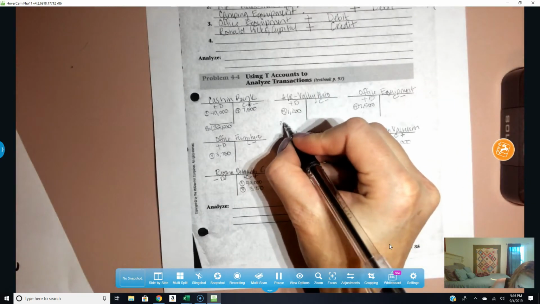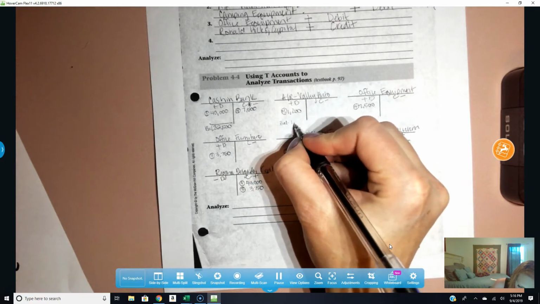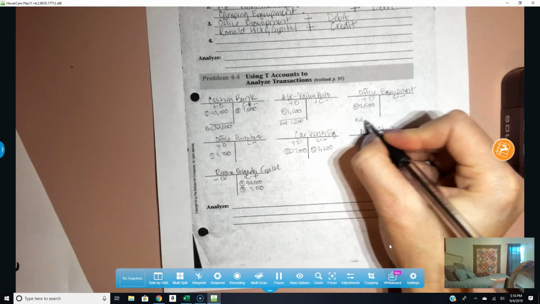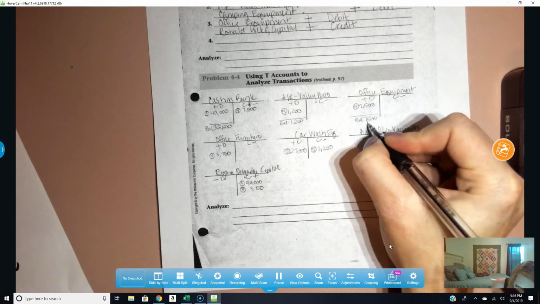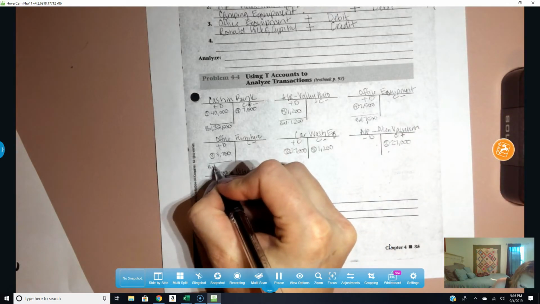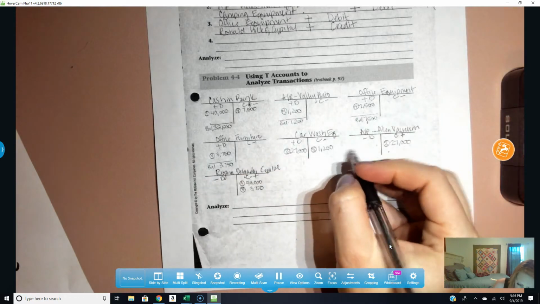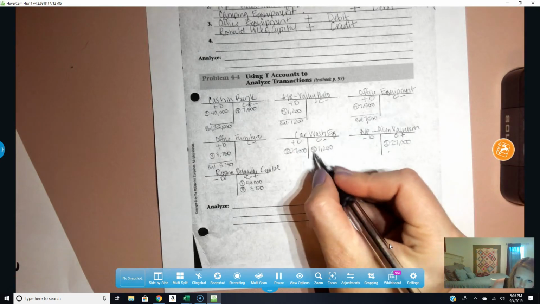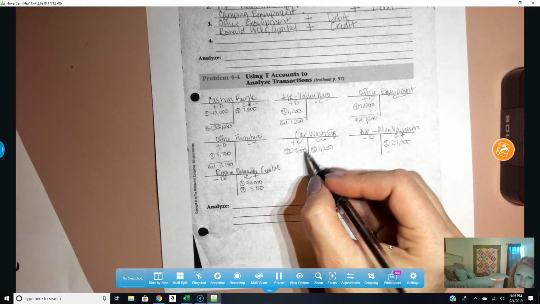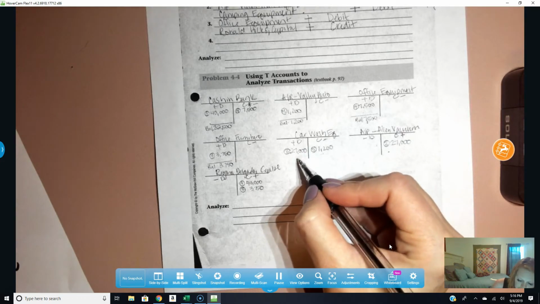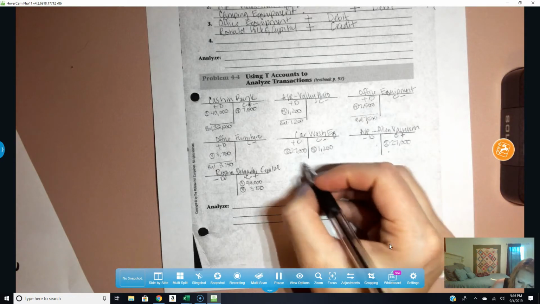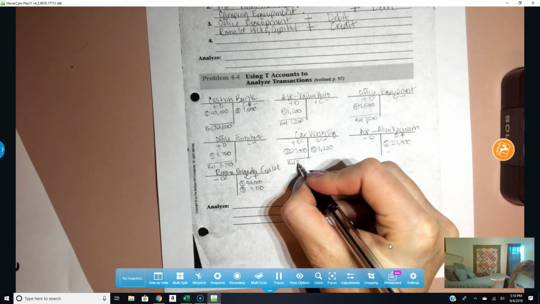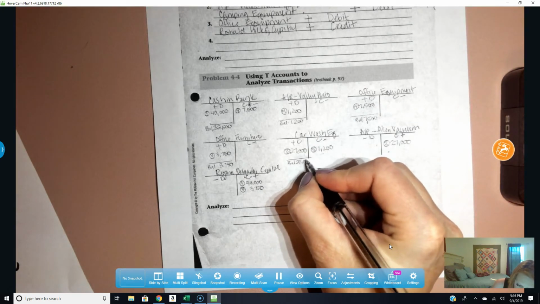Then our accounts receivable balance, we only had the one transaction. Same with office equipment. Same with office furniture. Car wash, we had a debit and a credit, so we're going to take our debit side minus our credit side. So if we had multiple transactions here, let's say there was another 2,000 transaction, we would add those together and then subtract the 1,200. So we should get 25,800.